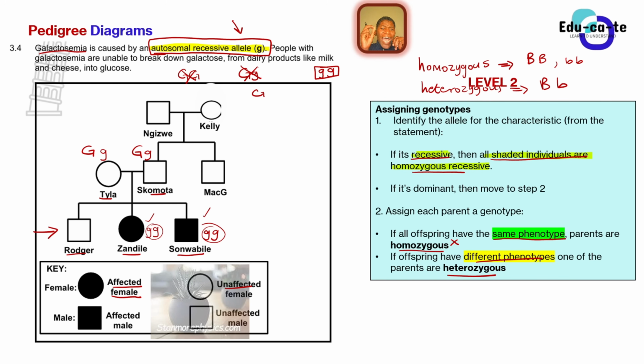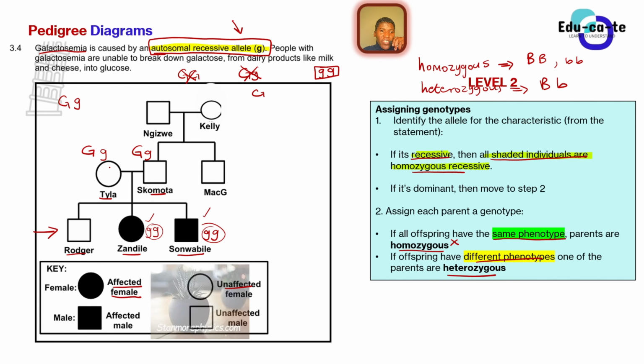Now you ask yourself, how did Zandile and Sonwabile get this if the parents were not sick? It means that the parents here were actually in a heterozygous condition, because remember, according to Mendel's second law, when you've got something heterozygous, the dominant characteristic is the one that shows in the phenotype. In this case, if the recessive g is someone that is affected, then the dominant allele capital letter G is someone that is not affected. So this is how you analyze.